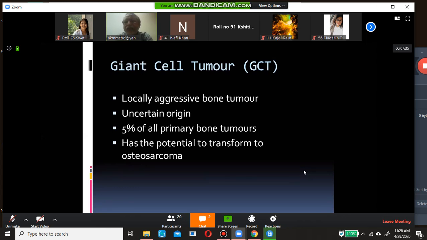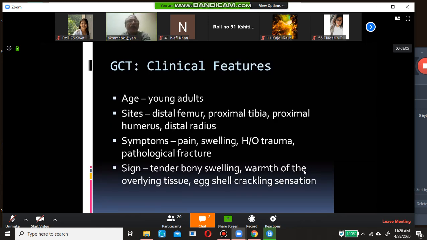It can happen to any bone. Sometimes the flat bones are affected, for example scapula, pelvic bone, sometimes ribs. But when they affect the long bones, they tend to occur close to the joint, in the epiphyseal region. Young adults and middle age. Sites: distal femur, proximal tibia, proximal humerus, distal radius.